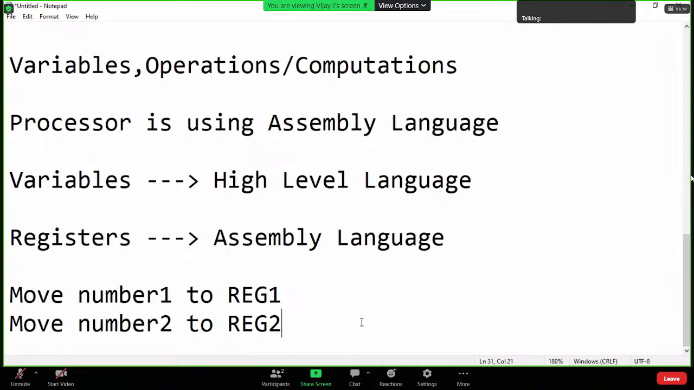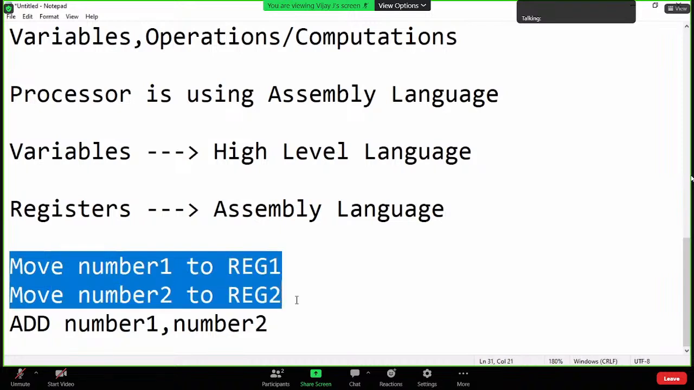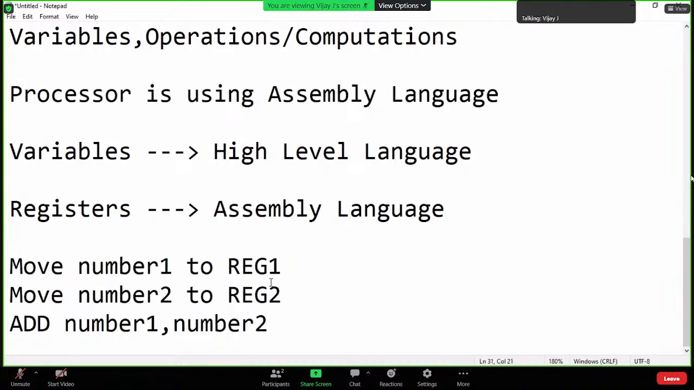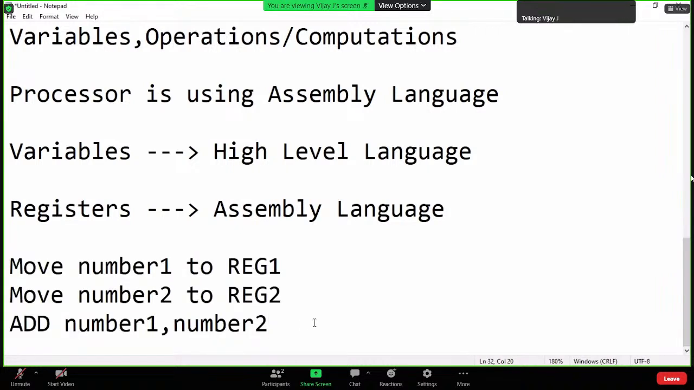Then how about the operation? If you want to perform the operation, the processor takes add number 1, number 2. Clear? So now the same program we write in a high level language gets converted into assembly language. So this program is converted into assembly language. Is that clear? Do you have any questions?